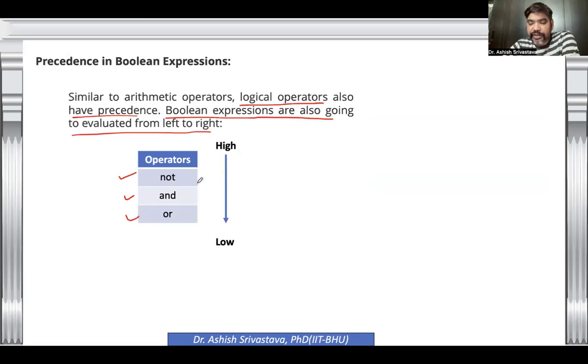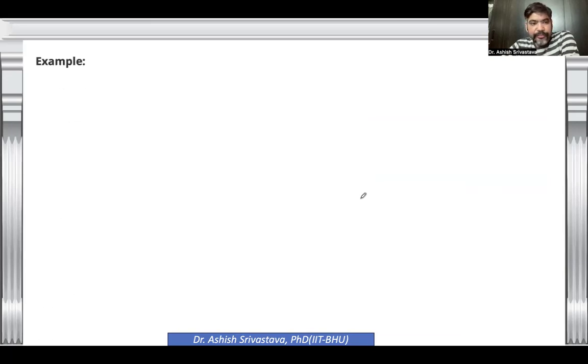If an expression contains both not and and, then we should first evaluate the not and then the and. And also from left to right. Boolean expressions are going to be evaluated from left to right. We will see one example so that things will be clear. Here you see, not will be given preference over and, as we have seen from the table of precedence. And the expression is evaluated from left to right. So first this will be evaluated: not true is false, false and false is false.